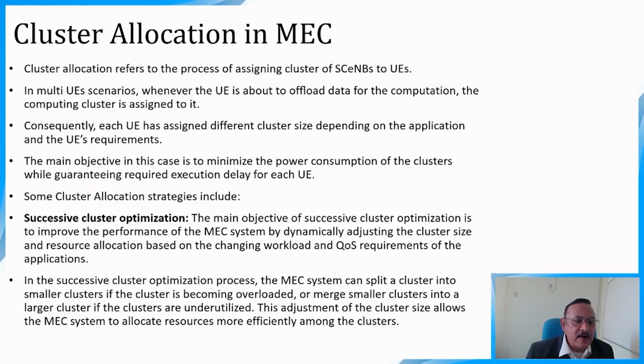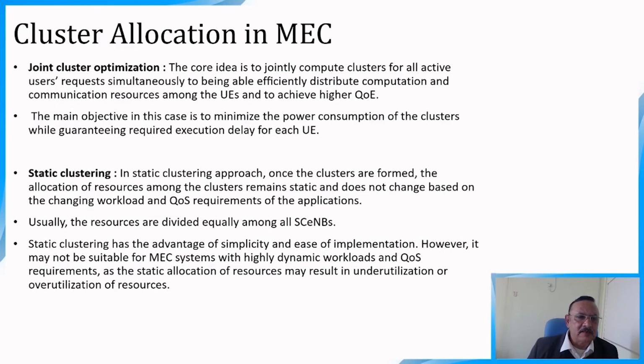Some cluster allocation strategies include successive cluster optimization. The main objective of successive cluster optimization is to improve the performance of MEC by dynamically adjusting the cluster size and resource allocation based on changing workloads and QoS requirements of the application. In the successive cluster optimization process, the MEC system can split a cluster into smaller clusters if the cluster is becoming overloaded, or merge smaller clusters into a larger cluster if the clusters are underutilized. This adjustment of cluster size allows the MEC system to allocate resources more efficiently among the clusters.